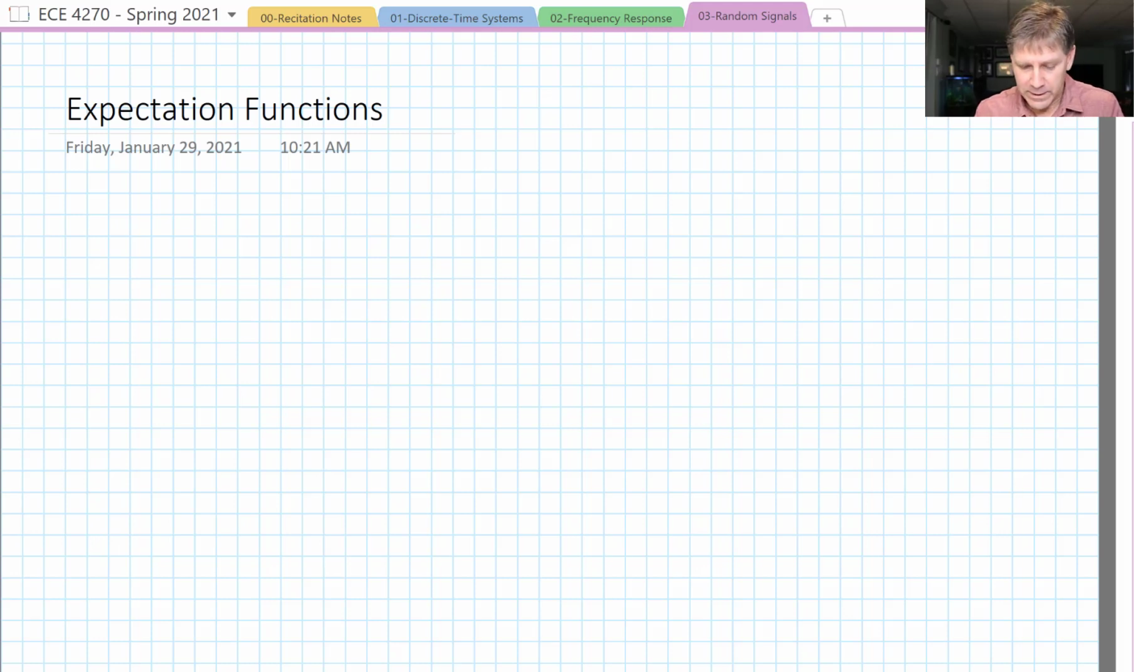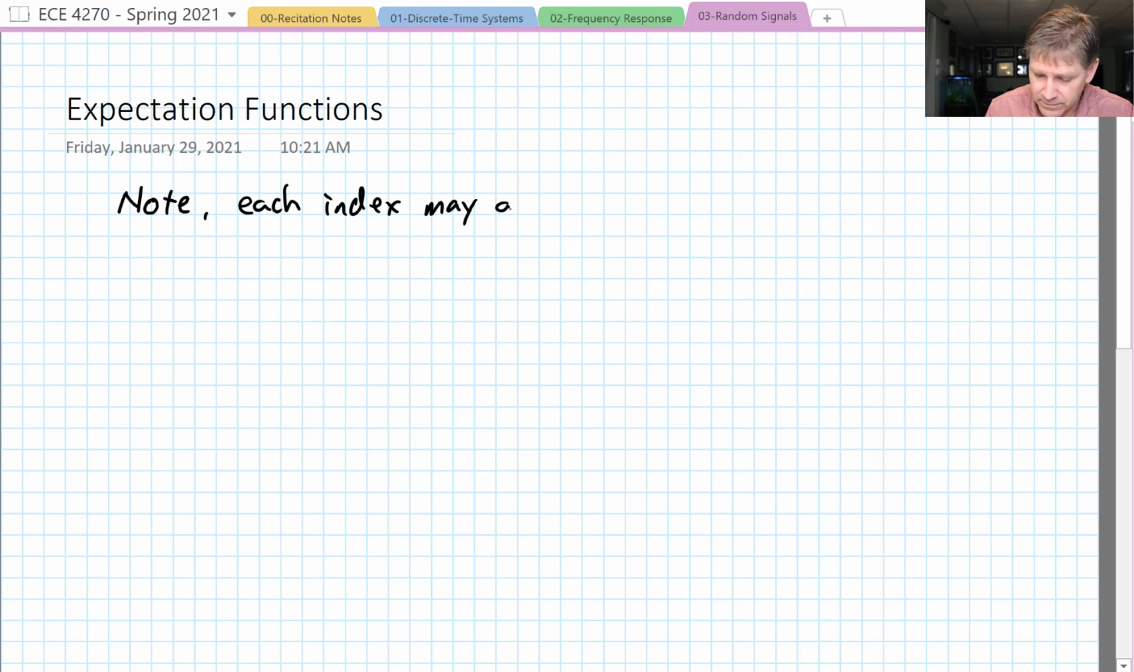We're now looking at expectation functions. Random processes or random variables can have expected values. And so one of the key differences between maybe the expected value you've run across before and what we're going to see now is that with a random process, each index may have a different mean and variance.